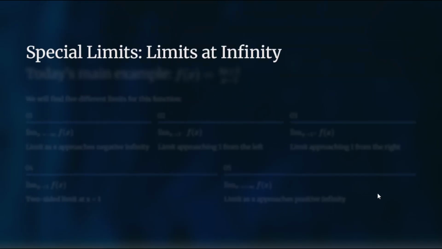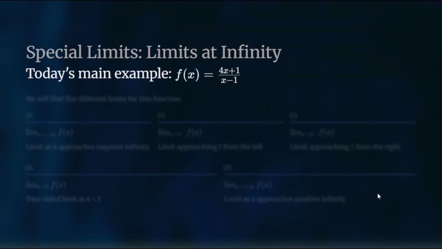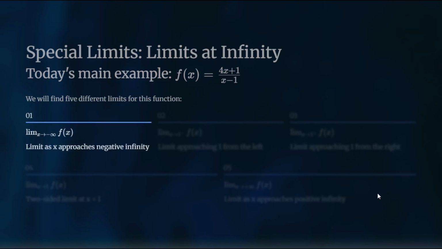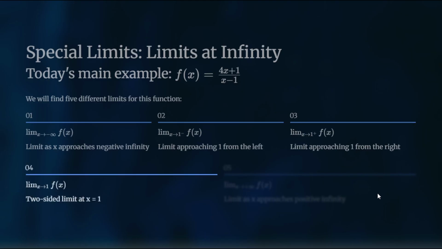Now let's discuss special limits at infinity. Today's main example is the function f of x equals 4x plus 1 over x minus 1. We will find 5 different limits for this function. The limit as x approaches negative infinity, the limit as x approaches 1 from the left, 1 from the right, the two-sided limit at x equals 1, and the limit as x approaches positive infinity.